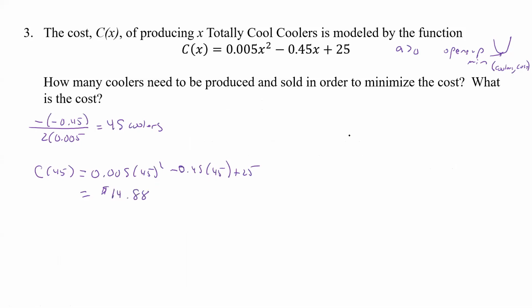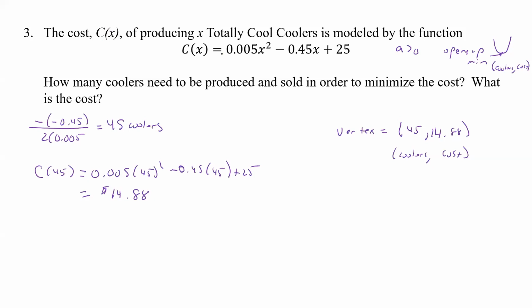And so our vertex for the actual function, we're not even worrying about what they are, is going to be 45 comma 14.88. This is coolers, and this is cost. So it's 45 coolers for $14.88, how much you're going to sell it for. Okay, and so that's how we're going to use it to look at the cost function.